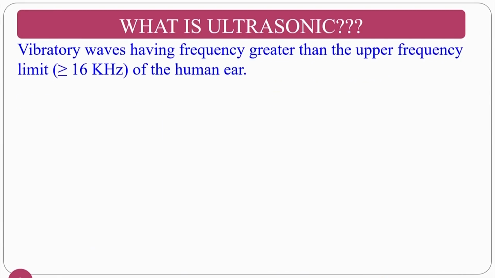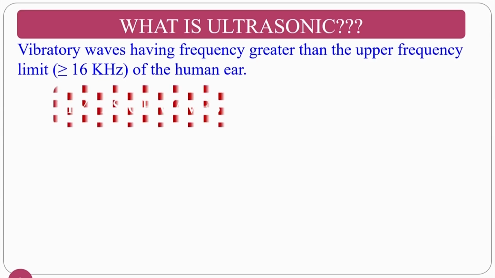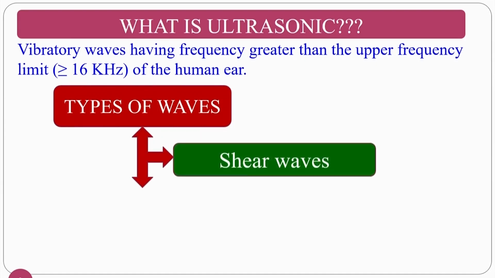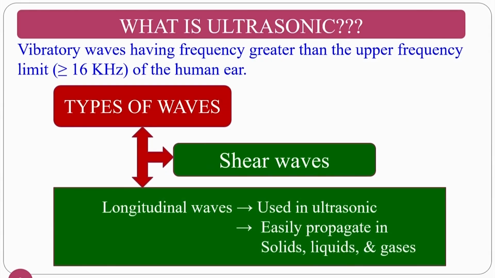So, what is ultrasonics? Normally, these are the vibratory waves having frequency greater than the upper frequency of the human ear. That means it should be higher than the frequency that we can hear. Normally the limitation is 16 kilohertz. There are varieties of waves, but we are going to see two varieties. One is the shear waves, another one is longitudinal waves, that are used in ultrasonics and easily propagate through solids and liquids as well as gases. What we are going to see particularly in ultrasonic machining is longitudinal waves.